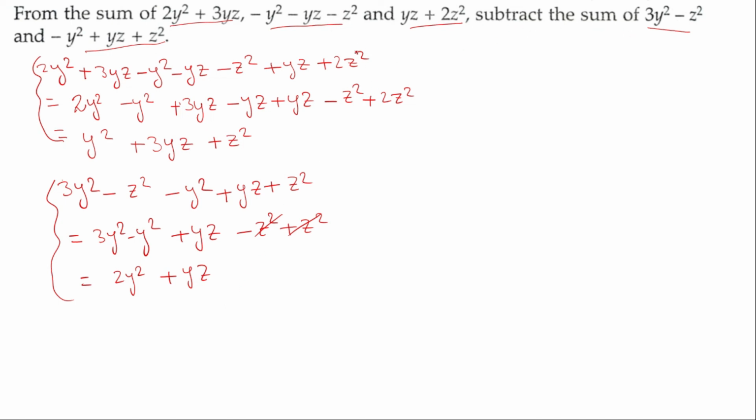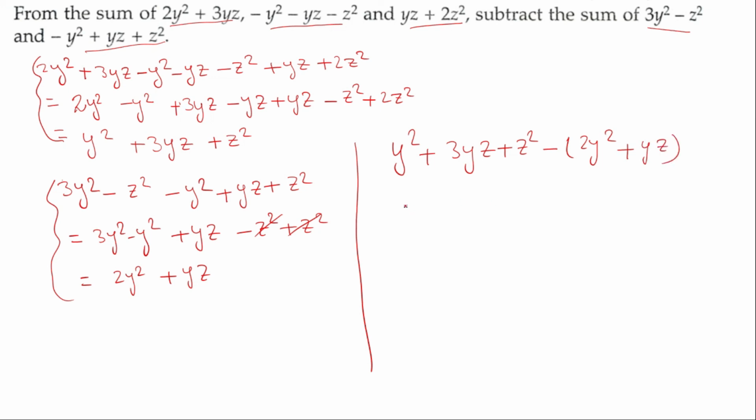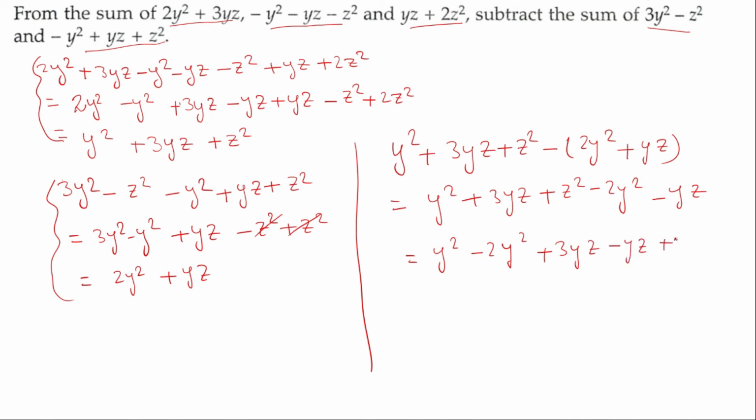So the third part of this question will be y square plus 3yz plus z square minus 2y square plus yz, or you can write y square plus 3yz plus z square minus 2y square minus yz, or y square minus 2y square plus 3yz minus yz plus z square, or minus y square plus 2yz plus z square. So this will be our answer.